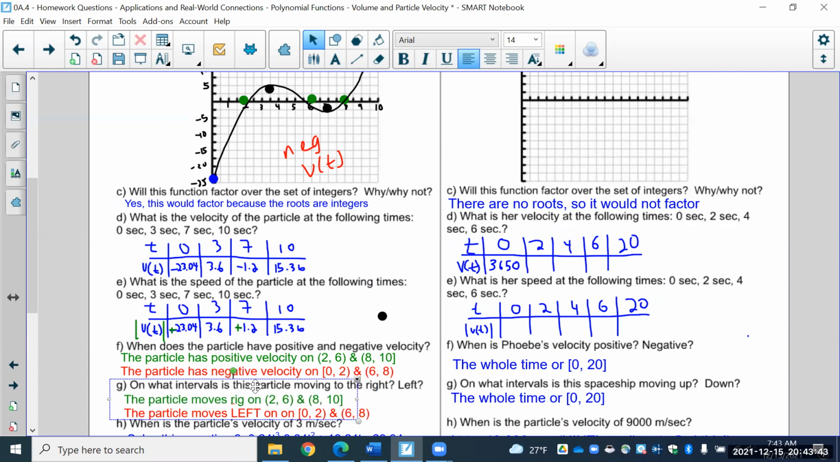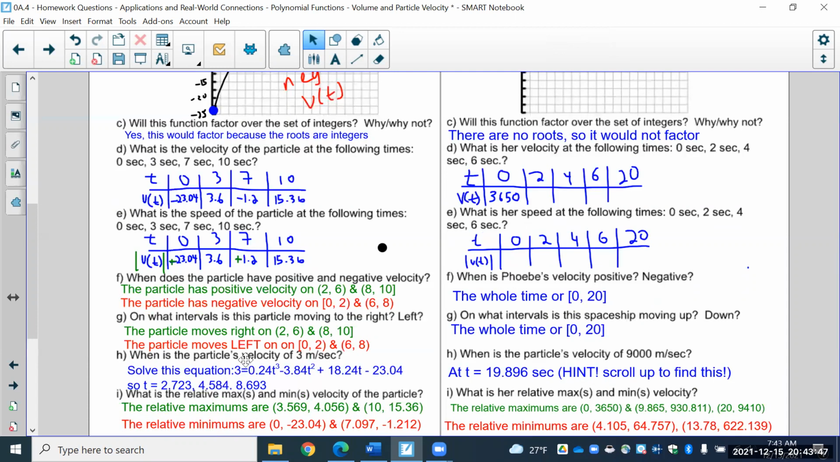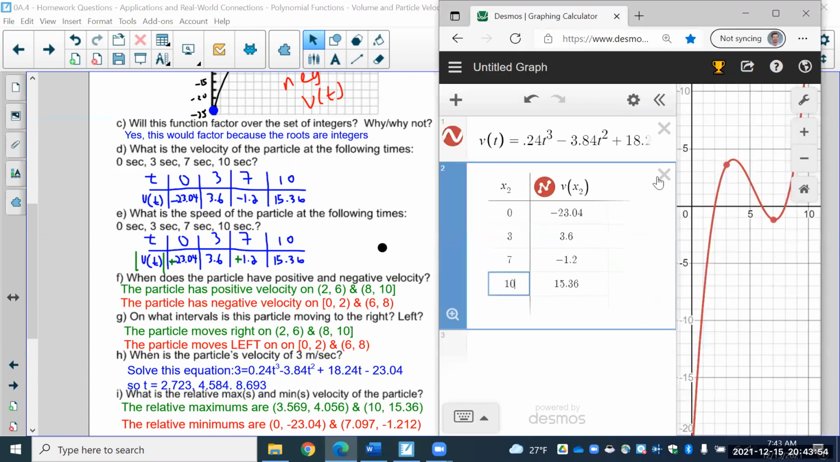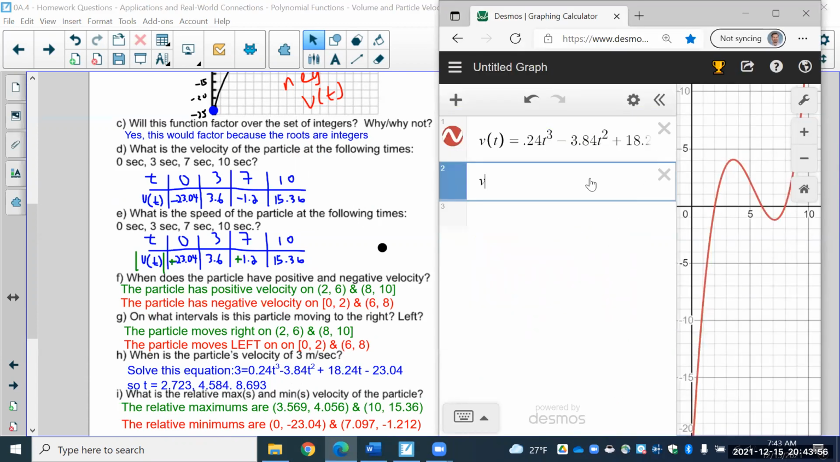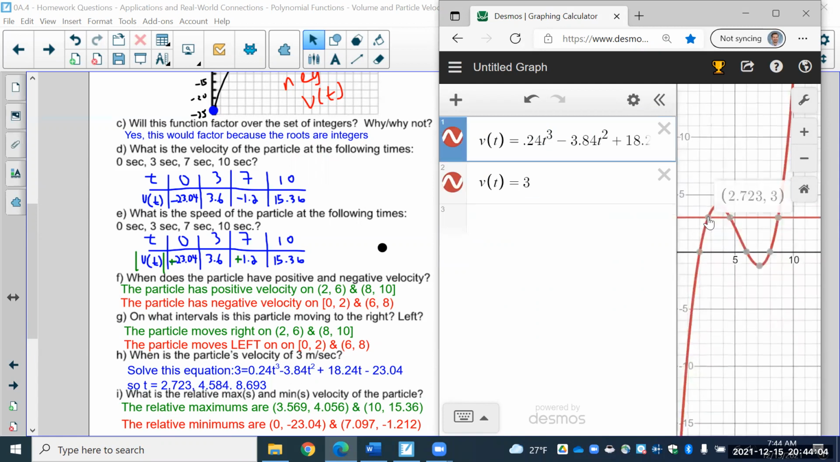If it was an up or down problem, positive would be up, negative would be down. So when is the particle's velocity 3? Well, you're going to set it equal to 3, just like we did before in the other one. So you're going to say, hey, where is v of t equal to 3? And then you just click here, here, and in this case, they all are correct. So you would write them all down. Unlike the problem with volume, where the problem ended when it was 0, all of these are correct for velocity.